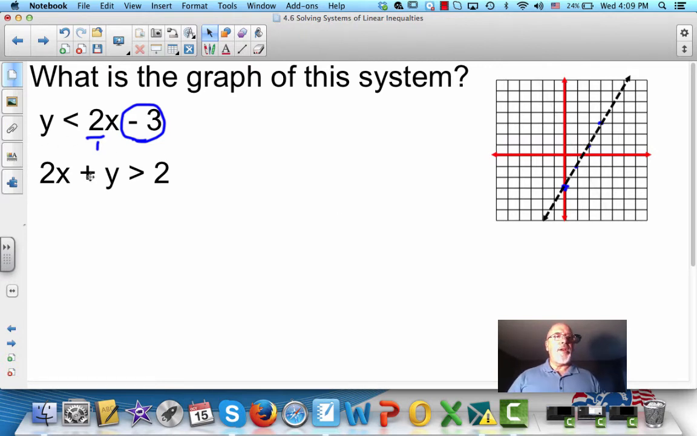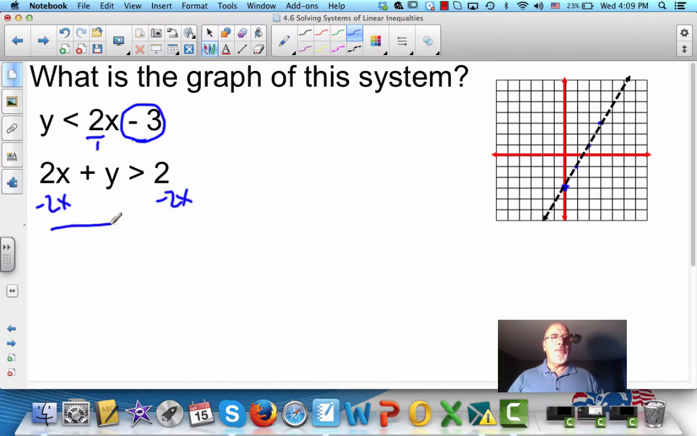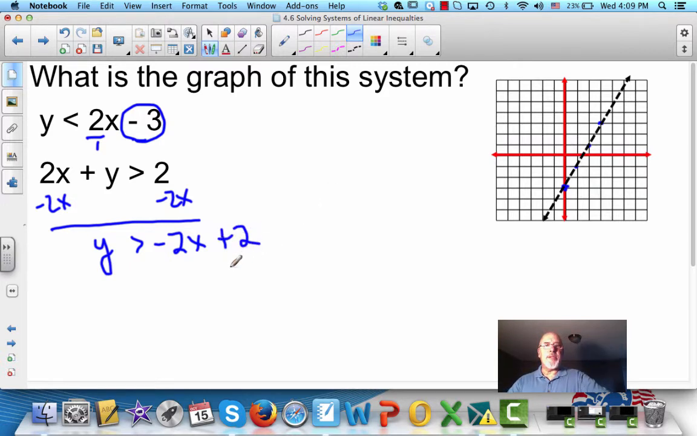Alright, now the other one, it says 2x plus y is greater than 2. We want it to be in slope-intercept form. So we're going to go minus 2x on this side and minus 2x on this side. We now have y is greater than negative 2x plus 2. So our y-intercept is going to be 2. So we go, I forgot something, didn't I? I forgot to shade.